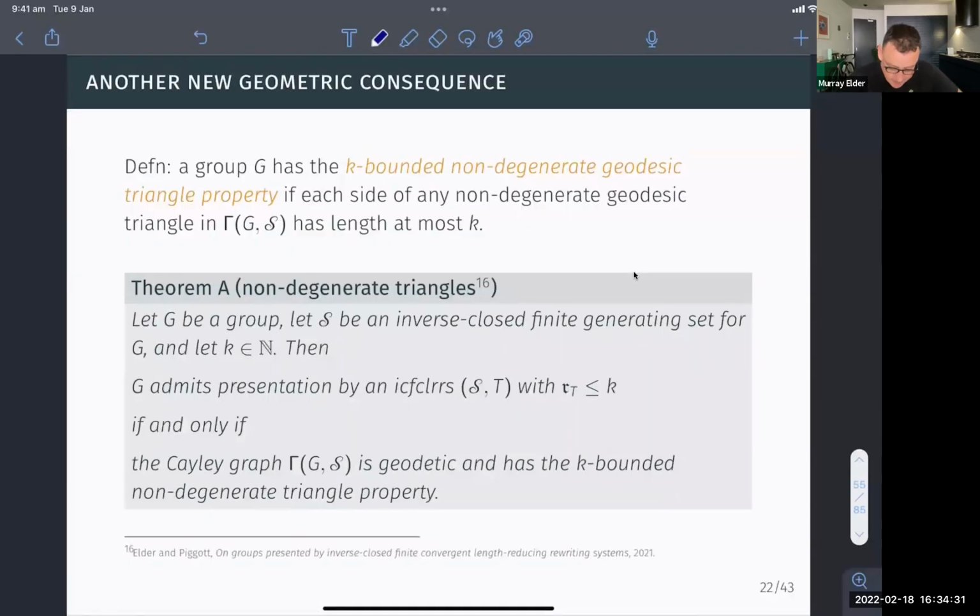So theorem A is that if you've got an inverse closed finite generating set for the group, then G admits a presentation by an inverse closed finite convergent length reducing rewriting system over those generators with the maximum side length of a right-hand side less than K, if and only if the Cayley graph is geodetic, which we already have, that one direction, and has the K-bounded non-degenerate triangle property. So this is characterizing which groups are presented. So unfortunately, this doesn't immediately say it's plain, but we think it's a pretty interesting geometric restriction to have on Cayley graphs.